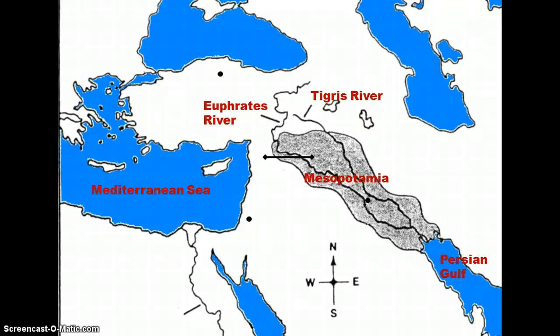All right, on our maps, we have labeled the Tigris River, the Euphrates River, the Mediterranean Sea, the Persian Gulf, and the region of Mesopotamia. Now go ahead and label Babylon, which is letter M on your map.